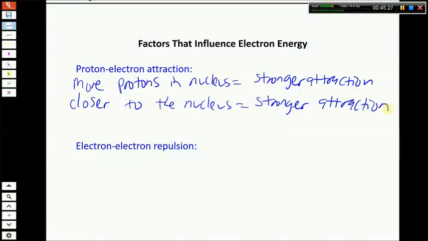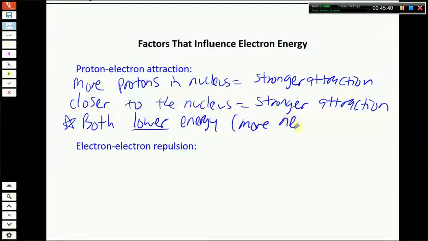And so both of these would lower the energy, or make it more negative. So this is in the goal to achieve the lowest energy possible. This is what electrons want to do. They want to get as close to the nucleus as possible. Remember, the number of protons is more or less fixed by what element you're talking about, but the electrons in that atom want to get as close to the nucleus as possible. That would help them lower their energy.